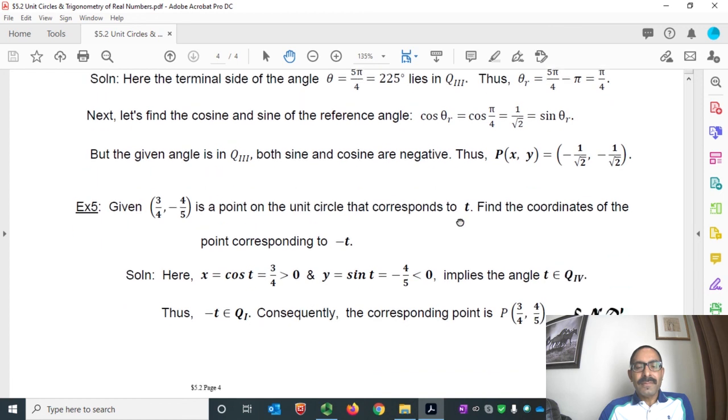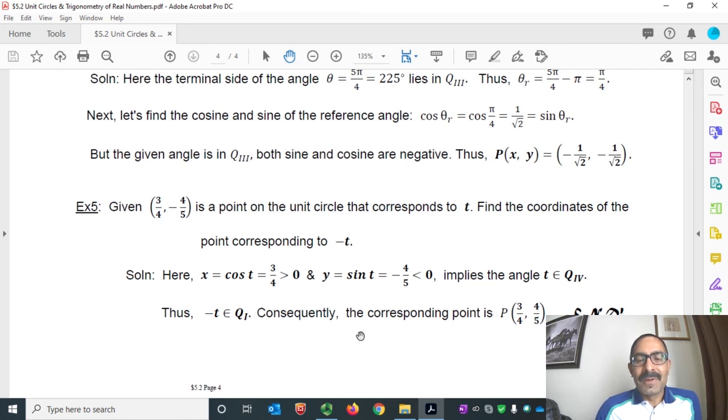Now let's move on. Example 5. We have the given point with coordinates 3/4 comma negative 4/5. This is the point on the unit circle that corresponds to the angle t. Then find the coordinates of the point corresponding to the angle negative t. Awesome. So let's begin the solution here. x equals cosine t, which is 3/4, which is positive, and y equals sine t, which is negative 4/5, which is negative. Now x positive, y negative means the point x comma y lies in the fourth quadrant. That means the angle t lies in the fourth quadrant.